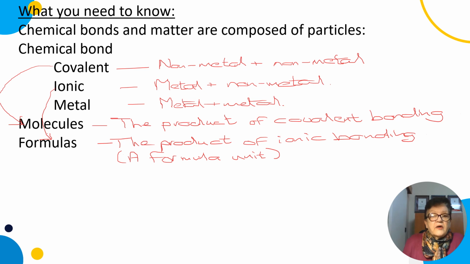Okay, chemical bonds, this is what you need to know. Chemical bonds are matter that are composed of particles. We have three types of chemical bonds: the covalent bond, the ionic bond, and the metal bond. You must know that the product of a covalent bond is a molecule, and that the product of an ionic bond is actually a formula unit, or you could have said an ionic crystal.